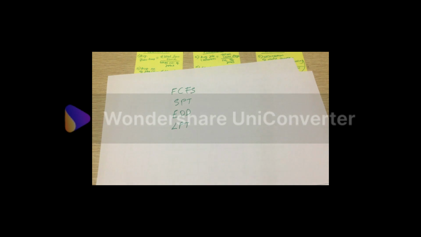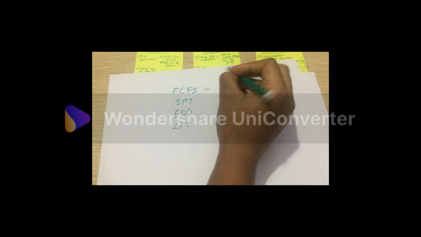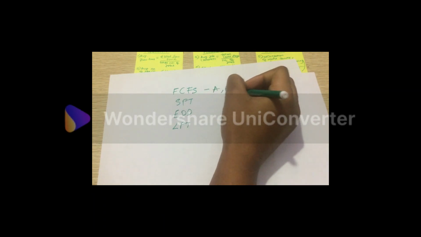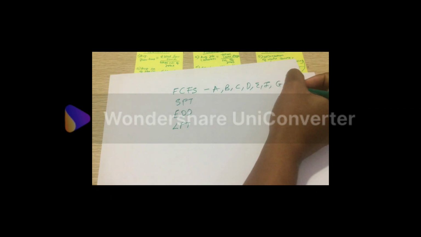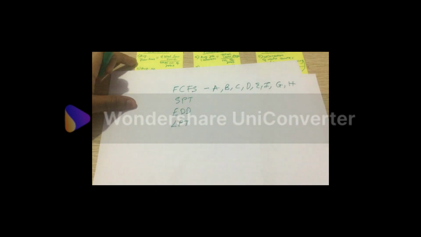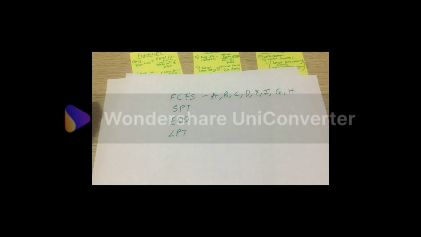And so first come, first serve says the first job that comes should be attended to first. So the order of first come, first serve for this question, which we have jobs A to H, would be A, B, C, D, E, F, G, H, which we already have in our table. So this table is sufficient to answer first come, first serve.